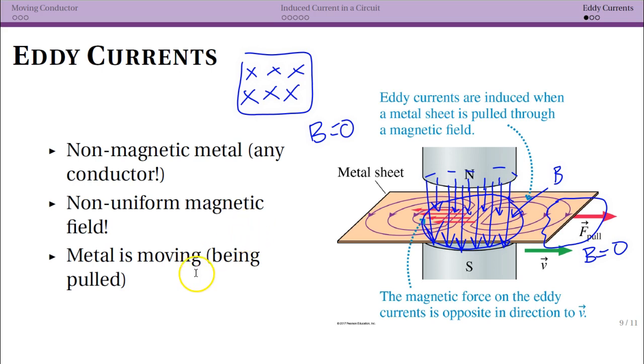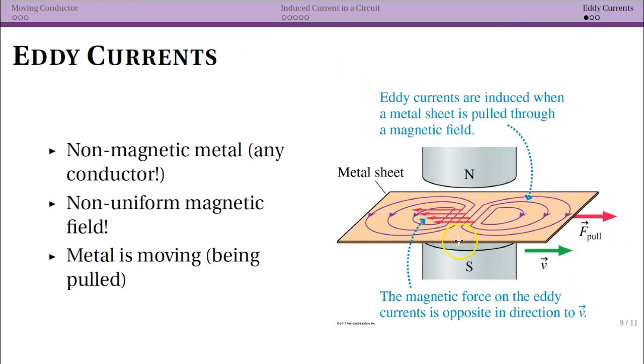The final ingredient that's really important is the metal is moving. So this is why it's in the section that has to do with moving conductors. It's a conductor and it's still moving. So again, there has to be some sort of force that is pulling it. We're going to have a magnetic force that actually opposes that, but we're not going to talk about that right yet, but keep in mind that there actually has to be a force pulling it. So the whole point of eddy currents is that current is being induced in these loops.